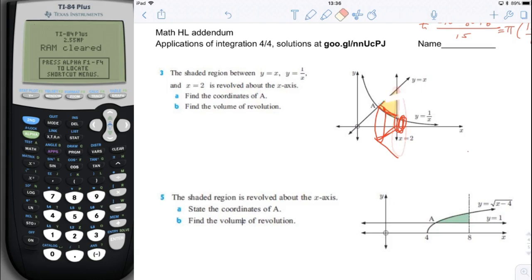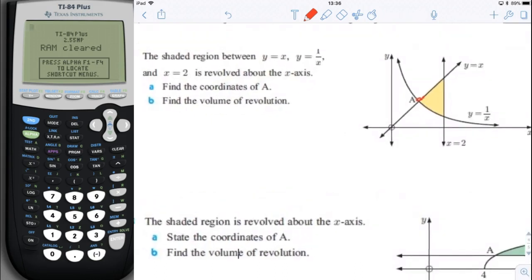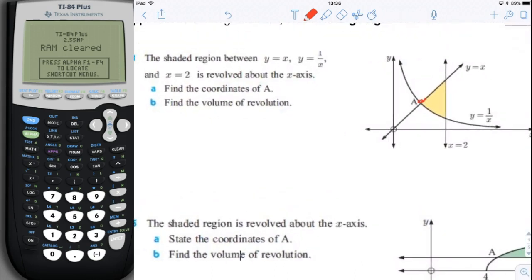Okay, I'm just going to erase this so it's a little clearer. Okay, so let's find the coordinates of A. We could do this with the calculator, or we could do it with algebra. I don't think it's going to be that hard, so we'll do it just with algebra. So we're going to take the equations y equals x, which is the diagonal line, and y equals 1 over x, which is the hyperbola, and we're going to see when they're equal to each other by assuming that the y's are equal and the x's are equal. So we could say that 1 over x equals x, right?